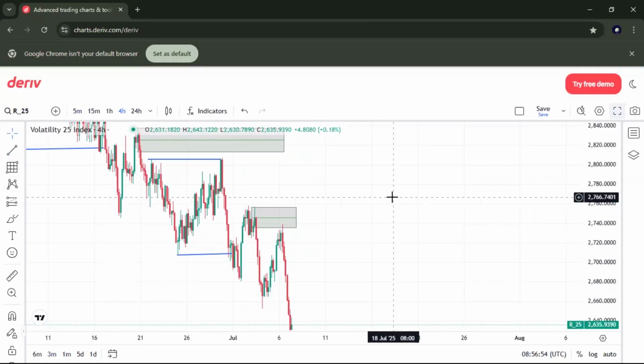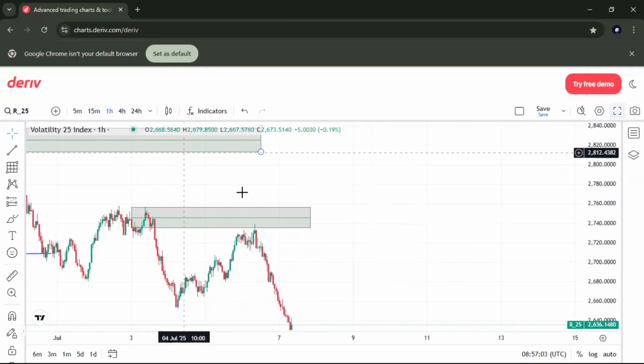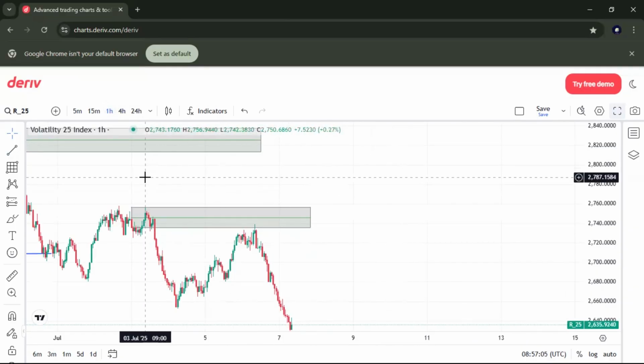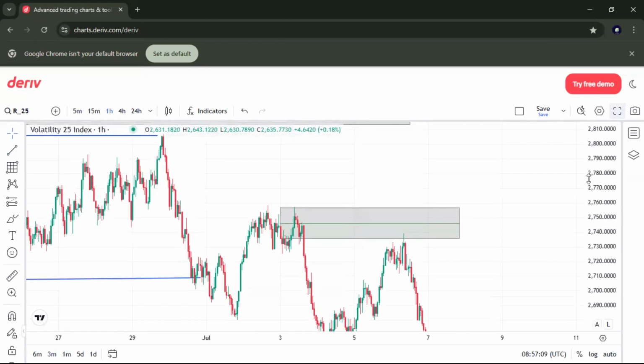So we're going to move directly to 1 hour. So what is 1 hour? What am I looking for in my 1 hour? I'm looking for the bias and also a right place of execution for my trade.